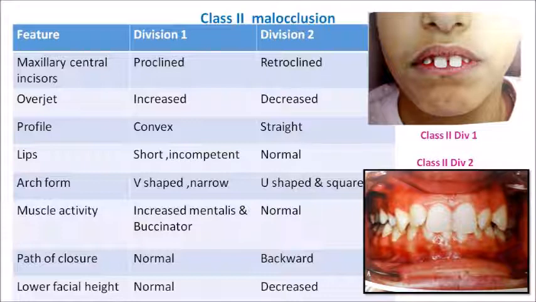Because of the retroclined central incisors, the mandible's backward positioning will happen. So path of closure will be backward for class 2 D2 and the lower facial height will be reduced for class 2 D2. So these are the major features of a division 1 and division 2 malocclusion in class 2 malocclusions. Please look at the picture, be thorough how it appears, what are the features. Please always remember that it is the proclined central incisors in division 1 with the abnormal muscle activity, and in division 2 it is retroclined central incisors, normal muscle activity but backward path of closure and reduced facial height.